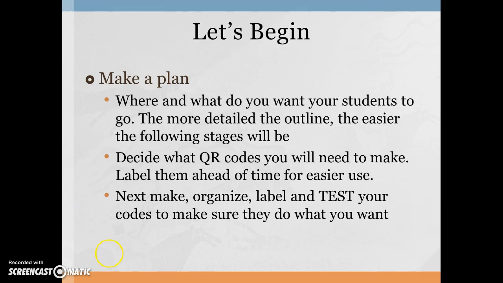You're going to need to decide what QR codes you'll need to make and make a label for them, or make a list of QR codes that you'll need. And then you'll need to organize, label, and test your codes to make sure they do what you want them to do. Testing the codes is really important. Lots of times you'll make a small mistake and then the course won't work. So you have to make sure that each code works properly using the techniques that we used in the previous lesson.